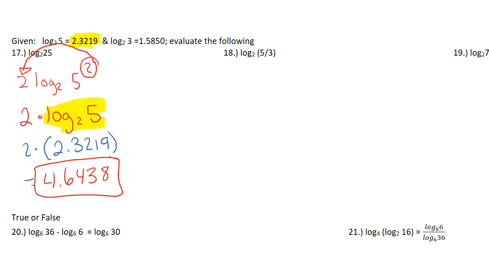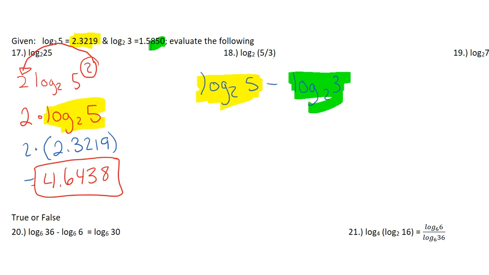I'll do the same thing with number 18. I'm going to take my properties and split those apart. So it's going to be log base 2 of 5 minus log base 2 of 3. And now each of these can be substituted. Log base 2 of 5 is 2.3219. And this one right here is this value. So I'm going to just substitute that in. 2.3219 minus 1.5850, and that gives you 0.7369.